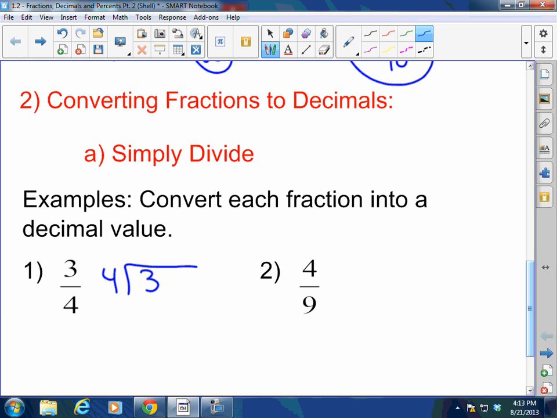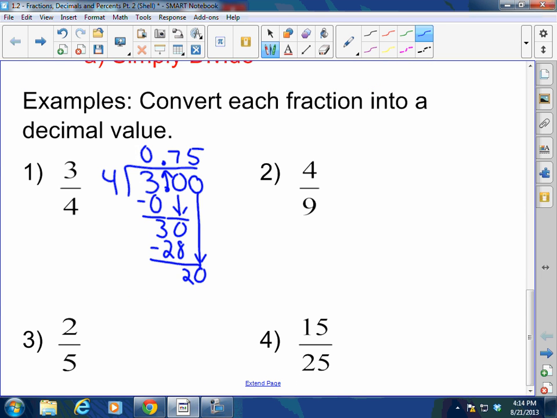4 goes on the outside. 4 is the denominator. We went over that yesterday. And the denominator is the divisor. It goes outside. And inside of the house is the numerator, or the dividend. 4 cannot go into 3, so I place a 0 there. Bring up my decimal. 4 goes into 30 7 times. That's 28. 30 minus 28 is 2. Drop down that 0. 4 goes into 20 5 times. And boom, you've got your answer: 0.75. So 3/4 equals 0.75.